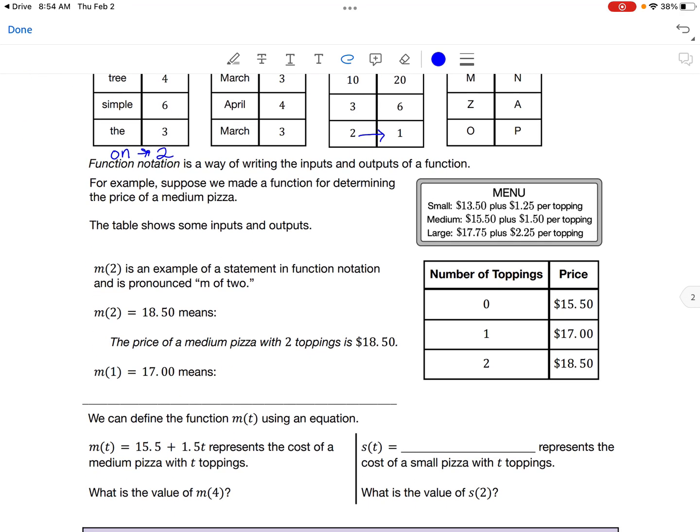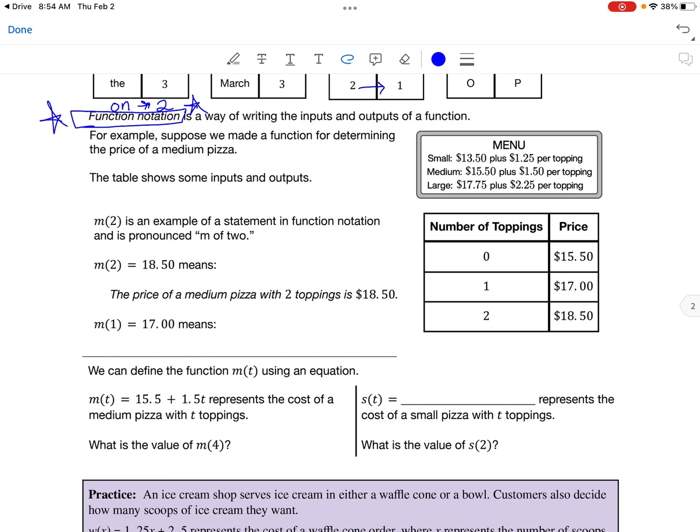Okay, this next part is about function notation. Put a little box around that. Function notation is a way of writing the inputs and the outputs of a function. So our example here is a function for determining the price of a medium pizza. So we have the menu here, and we're going to zero in on the medium pizza. A medium pizza is $15.50 plus $1.50 for each topping.